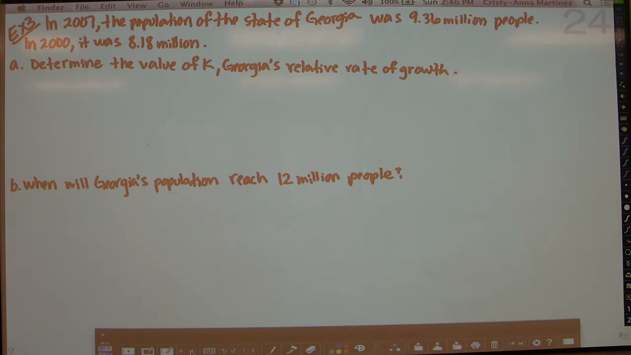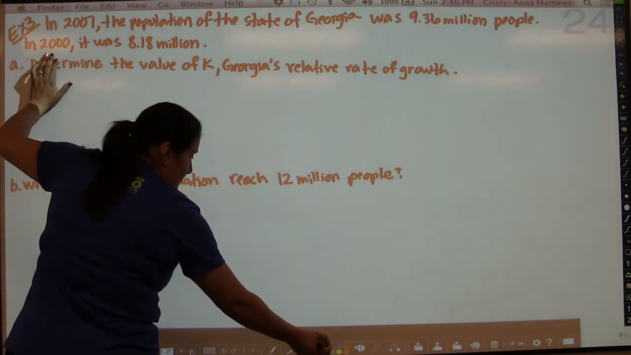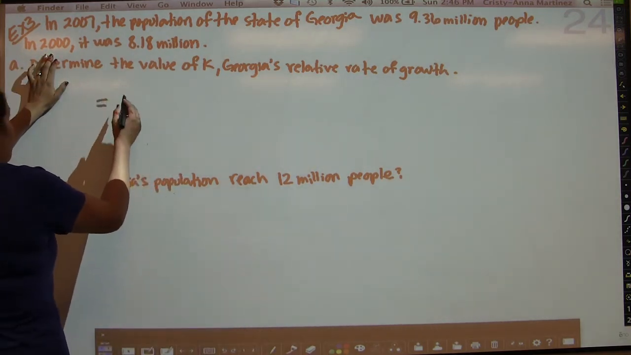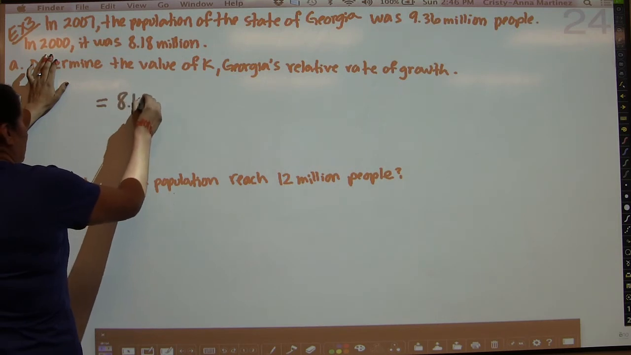All right, example 3 is basically growth. We're talking about population growth. So it says in 2007, the population of the state of Georgia was 9.36 million people. In 2000, it was 8.18 million people. Determine the value of k, Georgia's relative rate of growth. Well, we know the initial amount was in 2000 because 2000 came before 2007. So the initial amount is 8.18. So for our A value, we're going to put 8.18.